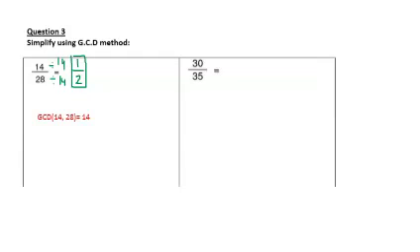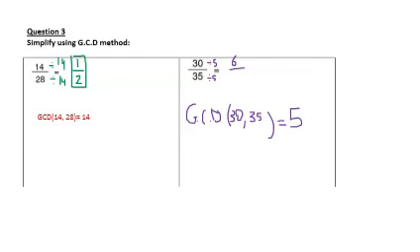The same thing I'm going to do for 30 and 35. I'm going to search for the GCD of 30 and 35. There are two ways to find the GCD. You can either use the prime factorization method or the listing method in order to find the GCD. I'm going to tell you the GCD directly. It's 5. So after finding the GCD, you have to divide both terms of the fraction by 5. So you will get 6 over 7, and 6 over 7 is an irreducible fraction.